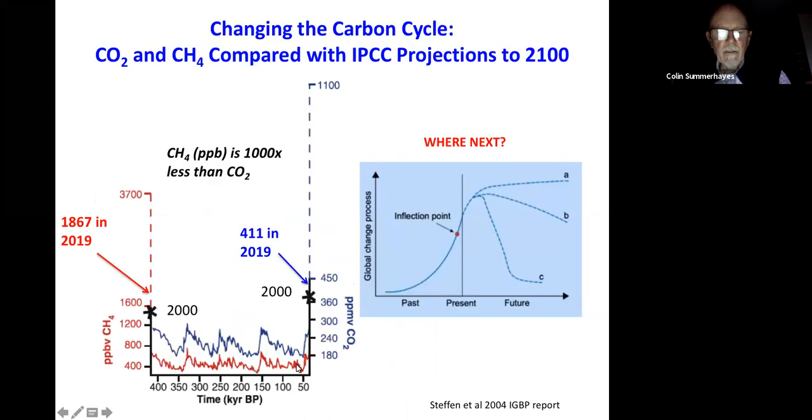So let's look in a bit more detail then. In this graph at the left, what we're looking at is the past 450,000 years, again from an Antarctic ice core. And we're looking at two things here which represent changes to the carbon cycle. These are carbon dioxide and methane. And what we're looking at in red at the bottom, going from today back to 450, is the fluctuations in methane due to the Milankovitch cycles.